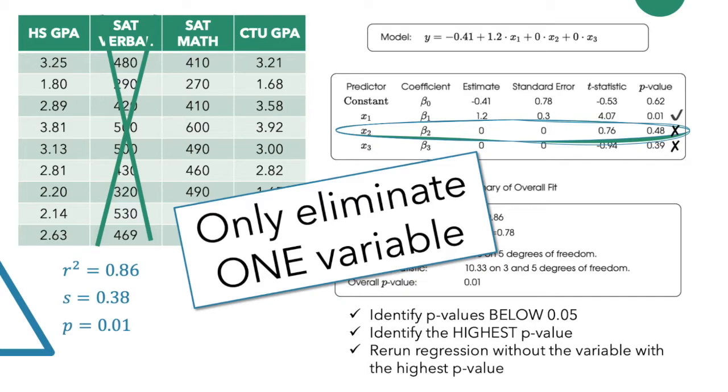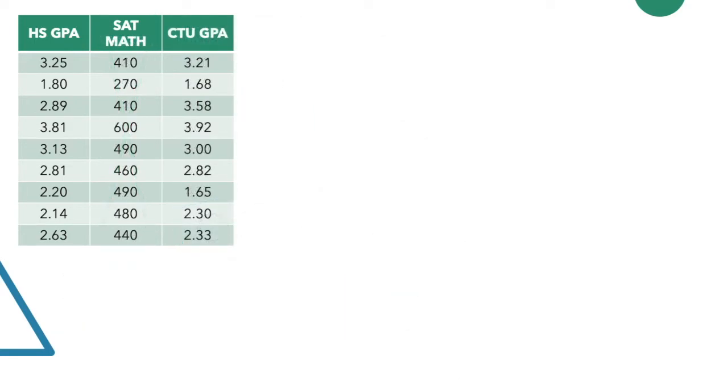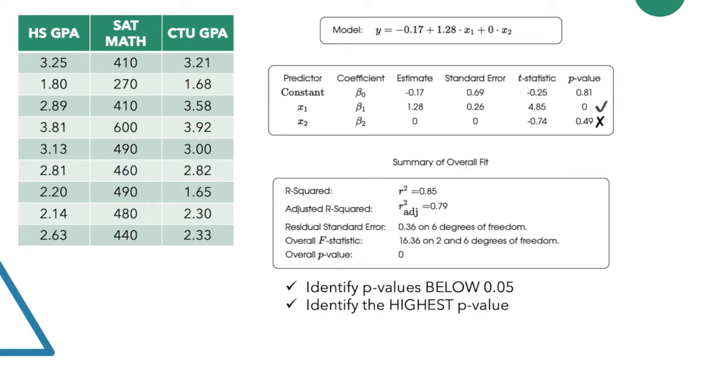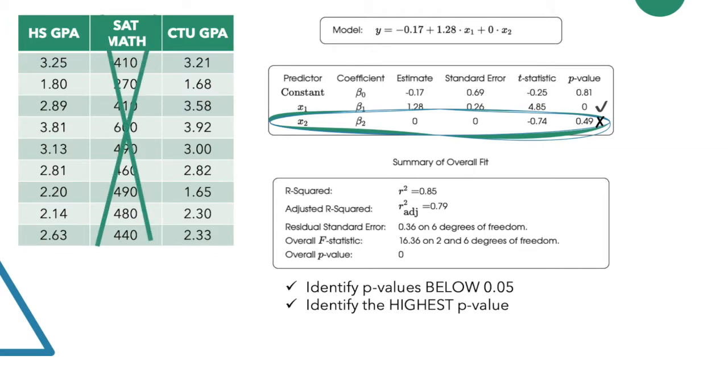Now you can only eliminate one variable at a time because when you eliminate a variable, it can change all the numbers. So don't get too eager and take out a bunch. Be patient. I've rerun the regression without SAT verbal, and here's what I have. Same process: I'll identify any p-values below 0.05. Again, x1 has a really low p-value. x2 is still above 0.05. I identify the highest p-value that's above 0.05, and we're going to take that one out and rerun the regression without that variable.